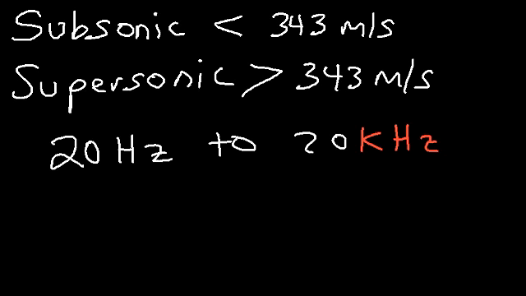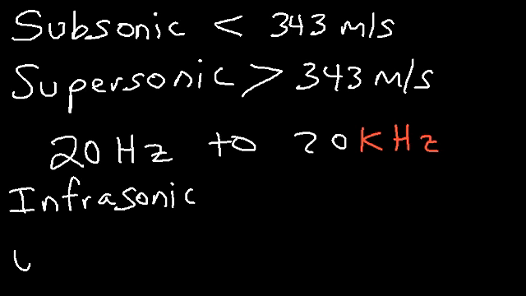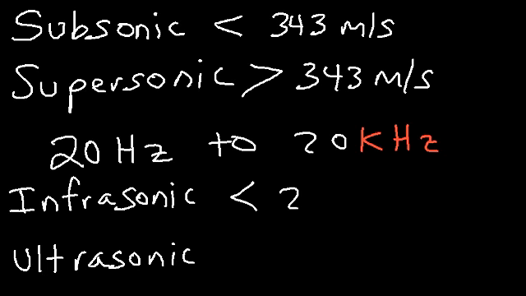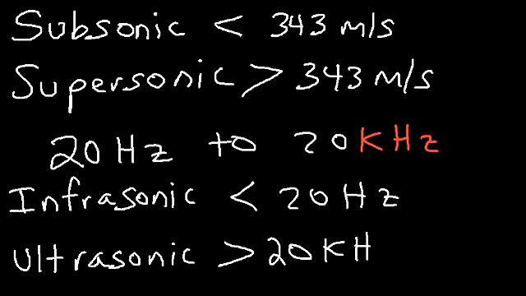Dogs, for example, they can hear frequencies up to 50,000 hertz, which is 50 kilohertz. Bats can go even higher, up to 100 kilohertz. Now, what is meant by the terms infrasonic and ultrasonic? Infrasonic are sounds that have a frequency less than 20 hertz. Ultrasonic represents sounds that have a frequency greater than 20 kilohertz.